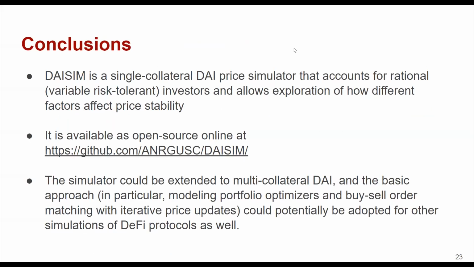DAISIM is a single collateral DAI price simulator that accounts for rational and risk-tolerant investors and allows exploration of how different factors affect price stability. This simulator is available online as open source at github.com/anrgusc/DAISIM. This simulator could be extended to multi-collateral DAI, and the basic approach, in particular the modeling of portfolio optimizers and buy-sell order matching with iterative price updates, could potentially be adopted for other simulations of DeFi protocols as well.